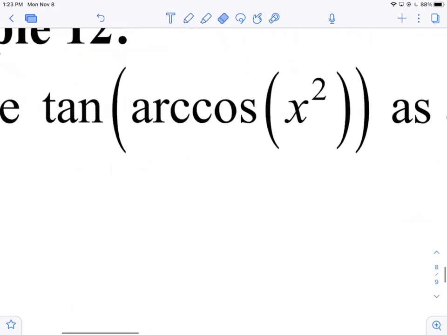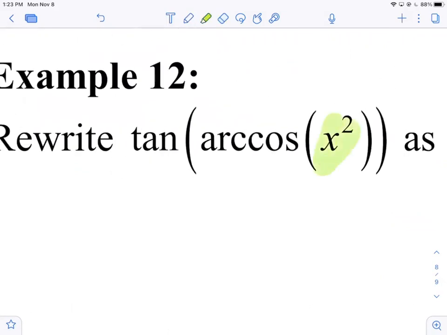Let's think about this, okay? Let's start on the inside, x squared. Does that x squared represent an angle or a ratio? You ever misspelled angle and written angel? Is x squared an angle or a ratio? It's a ratio. Good. Because it follows an inverse trig. If it follows arc or inverse trig, it's a ratio.